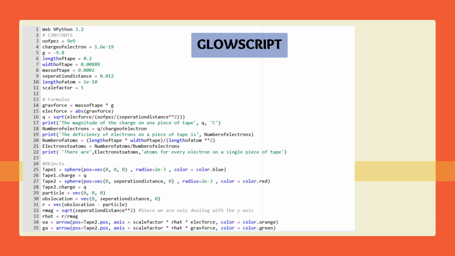Here, I do have the gravitational force being the mass of the tape times G, but the electric force is actually just the absolute value of that. So as you can see below, when I did the Q formula, I put in the electric force because that's what it is. The electric force is just the gravitational force, mg, like we saw on the previous slide.